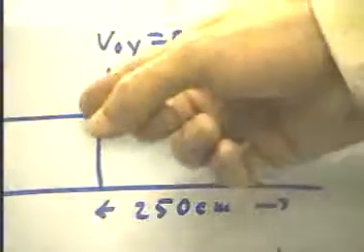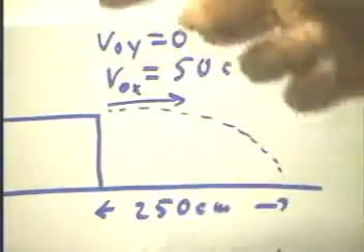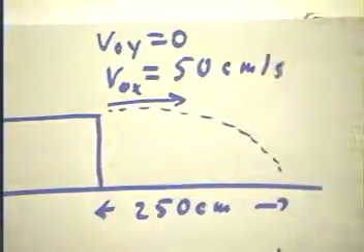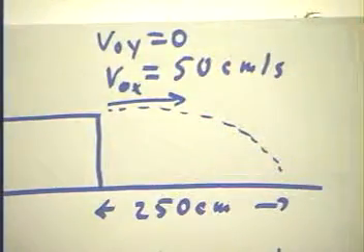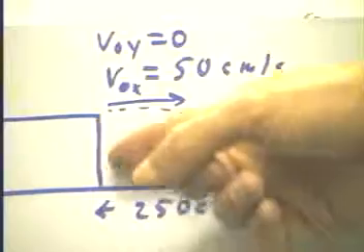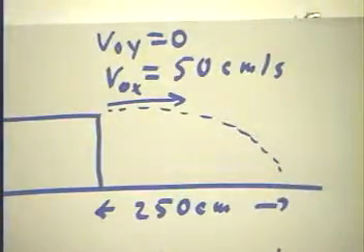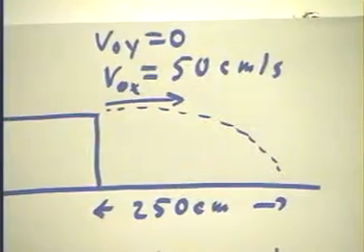Now, if something goes horizontally off the edge of a platform at 50 centimeters per second and falls to a level surface traveling 250 centimeters, then how far did it fall? Again, pause the playback and see what you think.